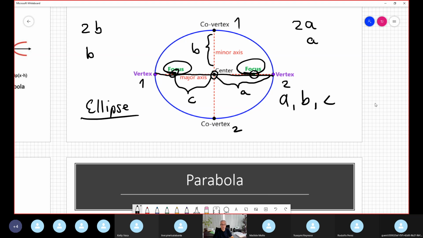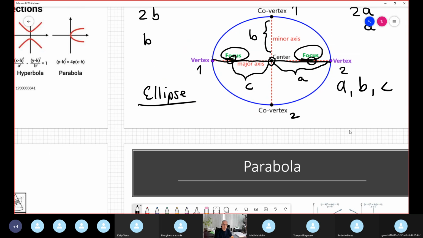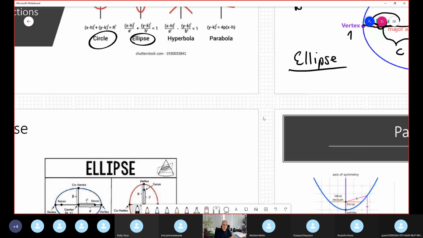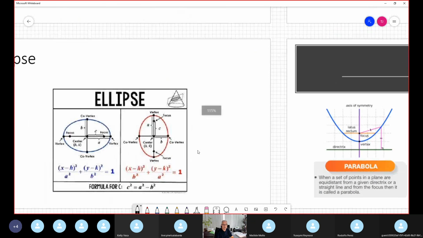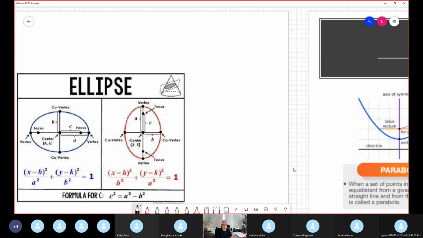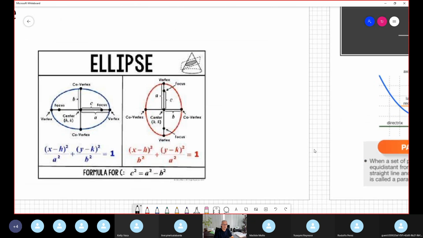Okay? Do you understand this elementary idea? Good. So you have this elementary idea. I need to explain that we have two kinds of ellipses. I call this ellipse horizontal.